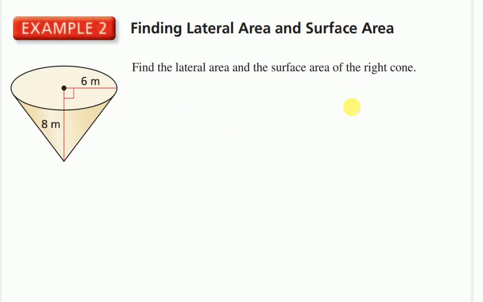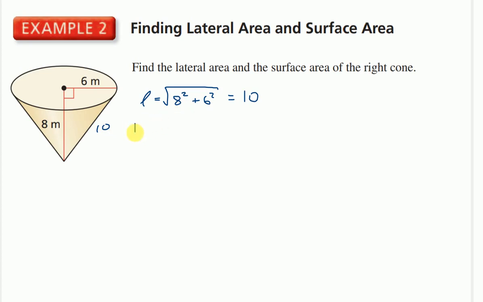Finding the lateral and surface area of a cone. For the cone, we want to first find the slant height here. Notice we have a right triangle, so we're going to use the Pythagorean theorem to find the slant height. So the slant height here is a squared plus b squared, and then we have to find the square root of that. So square root of a squared plus b squared, that's 8 squared plus 6 squared, and that is 10. Notice this is a Pythagorean triple. The 3, 4, 5 just doubled. 6, 8, 10. So this is 10.